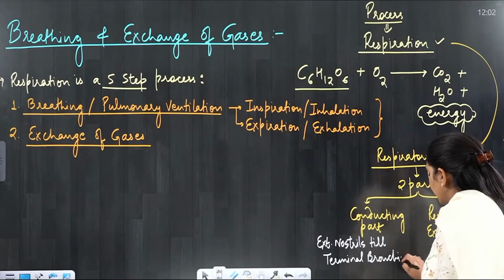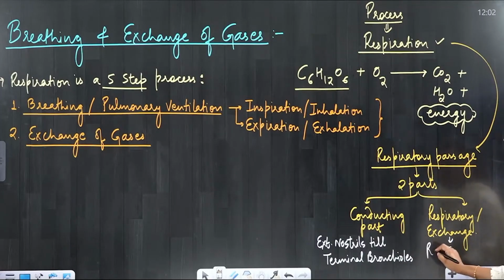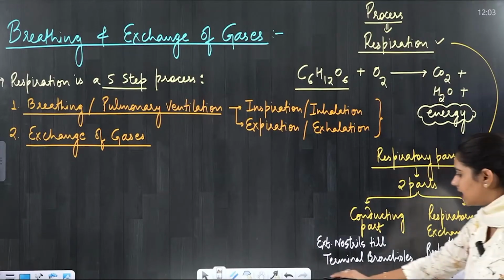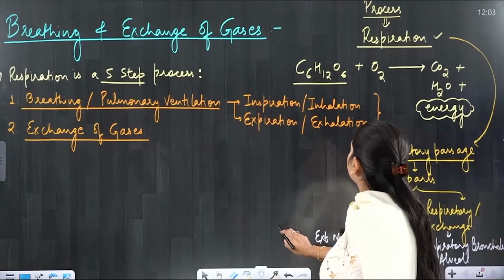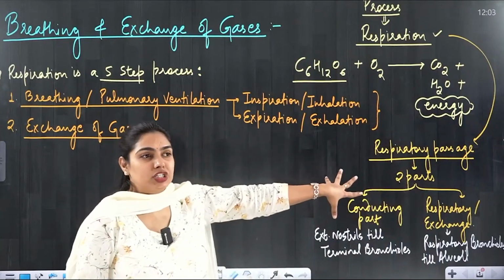It goes till terminal bronchioles. Whereas in the exchange part, respiratory bronchioles will come after terminal bronchioles, till alveoli, beta. Till alveoli. So this is our respiratory passage.